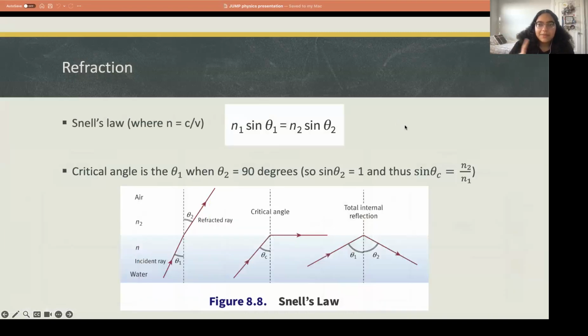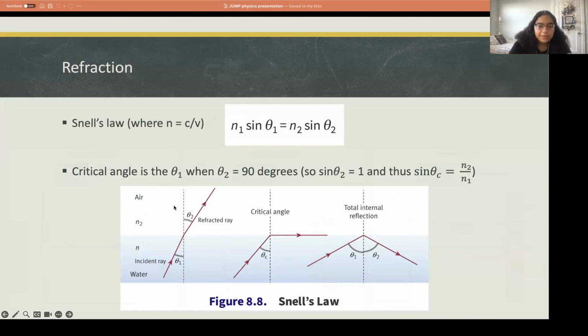And then the index of refraction we were talking about earlier comes into play with refraction and Snell's law. If we recall, the index is c/v, the speed of light in a vacuum divided by the speed in the medium you're talking about. For Snell's law, if you have light moving from one medium to another, it'll refract, so the angle changes a bit, and you can solve for that with this equation.